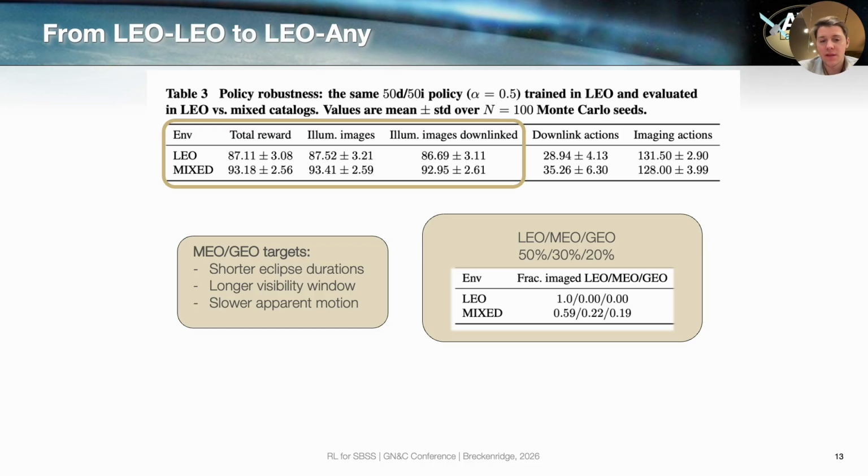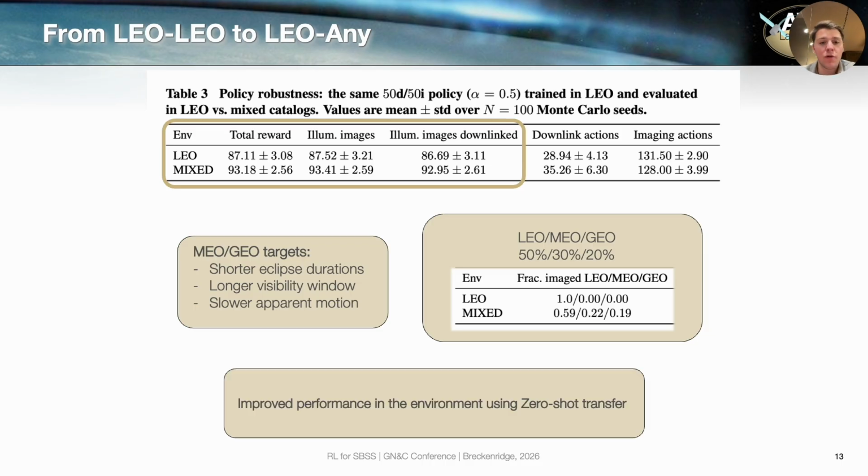Interestingly, however, despite the distribution being 50, 30, 20 across the environment in terms of LEO, MEO, GEO populations, the mixed environment, when using a LEO-trained policy, is still preferring slightly LEO targets and GEO targets in the correct amounts. LEO targets in a higher amount and MEO targets in a lower amount compared to what they are represented in the sample. Overall, though, improved performance in the environment is achieved using a zero-shot transfer, which is quite interesting. So you don't need to train in one environment to use it in another, at least in the combinations that we have done here.